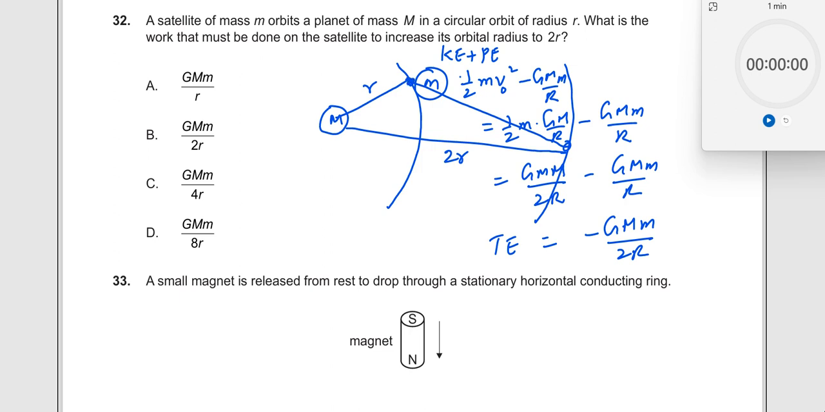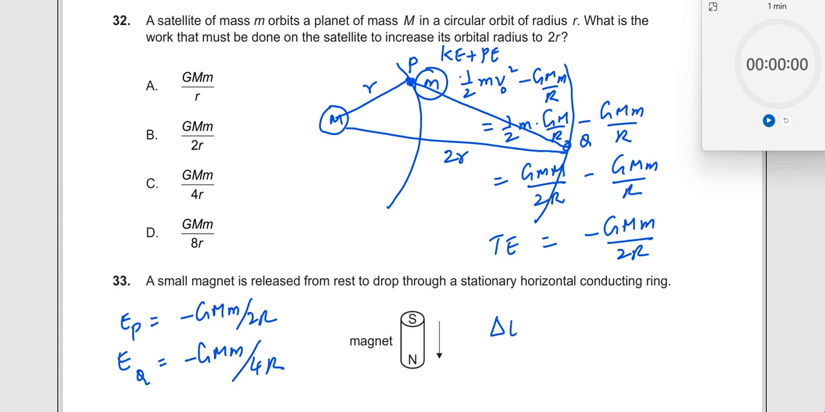What is the energy at this point? Just replace r by 2r here. Okay, so I will write it down here. The energy at point P and energy at point Q, I'll write. Energy at point P is nothing but minus GMm divided by 2r, and the energy at point Q is nothing but minus GMm divided by 4r. I replace this r with 2r.